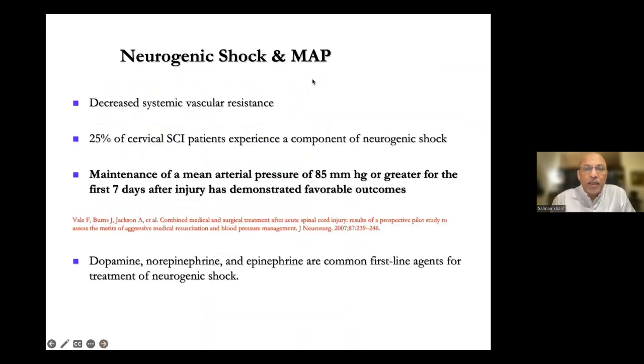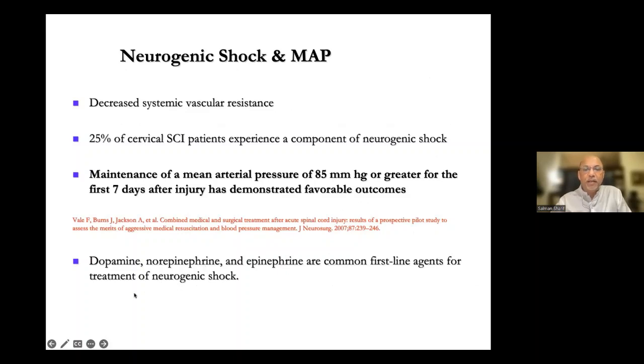Neurogenic shock and mean arterial pressure: there is decreased systemic vascular resistance in neurogenic shock. 25% of patients have this. Maintenance of mean arterial pressure of 85 or greater for the first 7 days after injury has demonstrated favorable outcomes. So you can see this goes way back to the 90s and 2007, that we are able to correct this and improve the outcome of spinal cord injury.